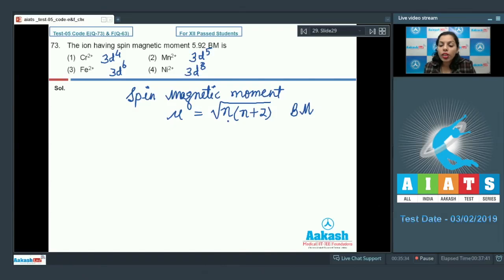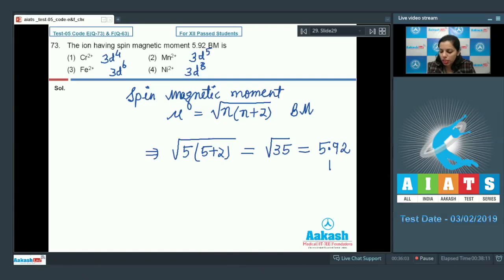By placing the value of unpaired electrons in this formula, you can find out the spin magnetic moment for each case and compare it with the given value. On the basis of that, you can find out the correct answer. So if I place the n value as 5 for Mn2+, I find that this value is equal to root 35, and the value of root 35 is approximately 5.92 BM. While for other numbers of unpaired electrons, it is not equal. That's why Mn2+ is the correct answer for this particular question. So I'm choosing it as the correct one.